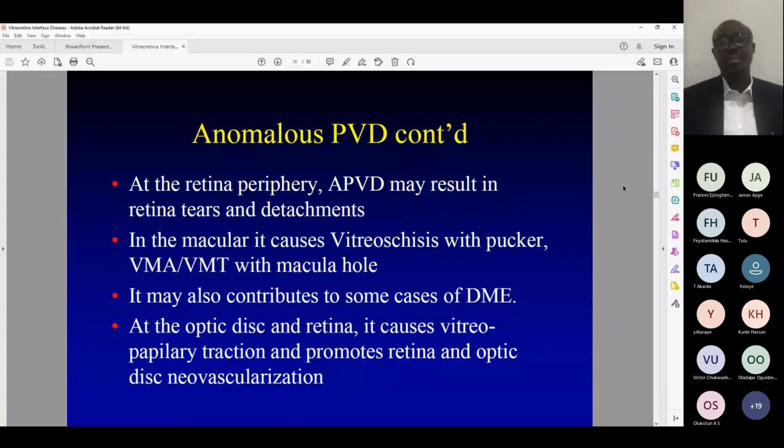At the optic disc and retina, it causes vitreopapillary retraction, which we mentioned already, and this may promote optic disc neovascularization. Again, because of the anomalous nature of the detachment, you still find vitreous attached to the optic disc, and this allows cascading of blood vessels growing into this vitreous mesh, which is still attached. So it promotes neovascularization of the optic disc. Next slide.